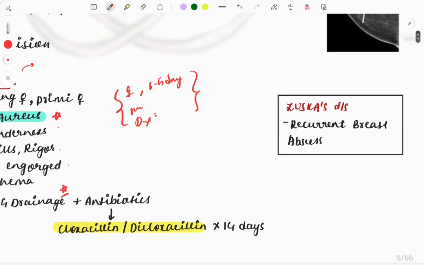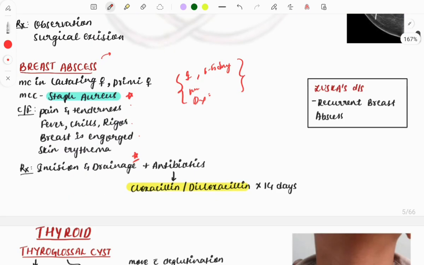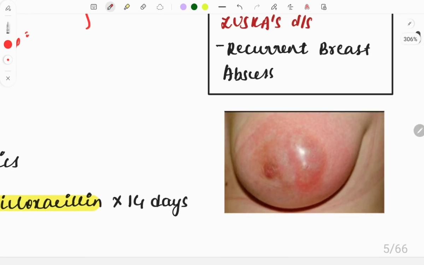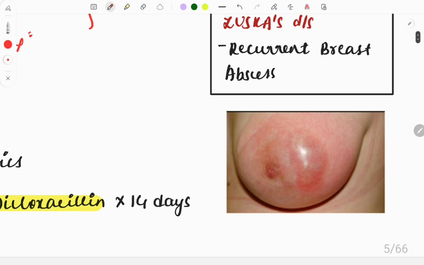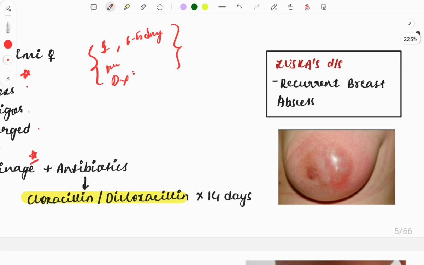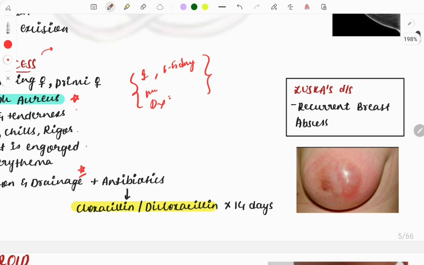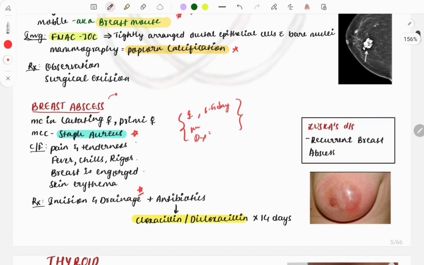And this is the image of, okay, I'll show you the image of this breast abscess, how it looks. You can appreciate here that there is this finding seen with the pus present inside it. So you will be doing incision and drainage, and if an image based question is asked, you'll now be easily able to solve it. And in case of recurrent breast abscess, this is called Zuska's disease. Simple one liner which you must know.